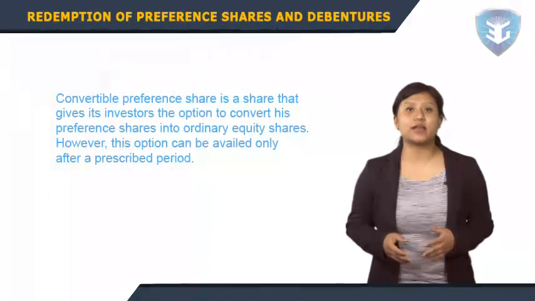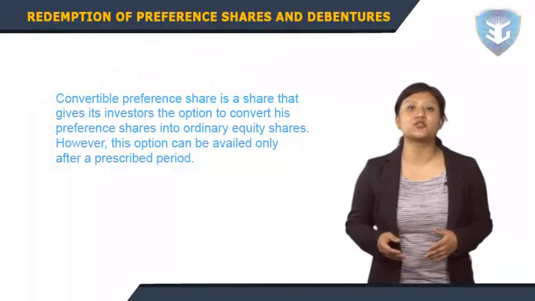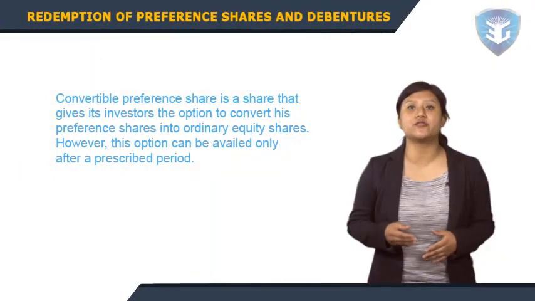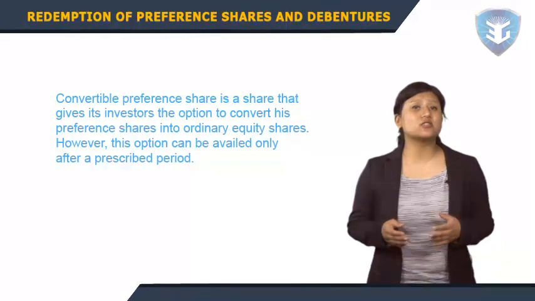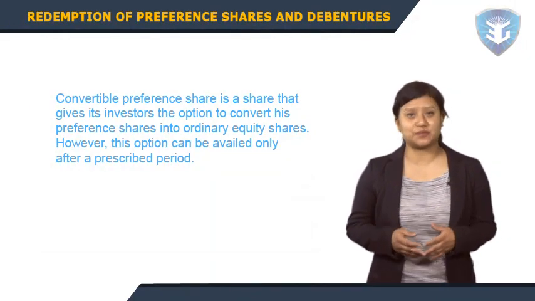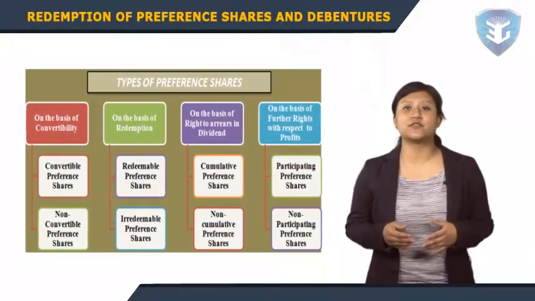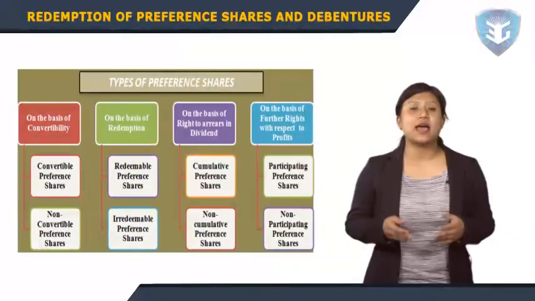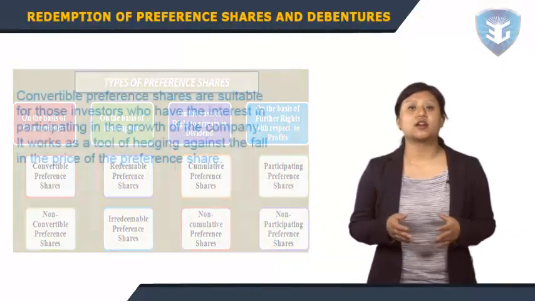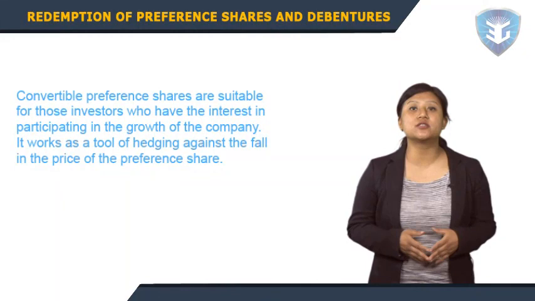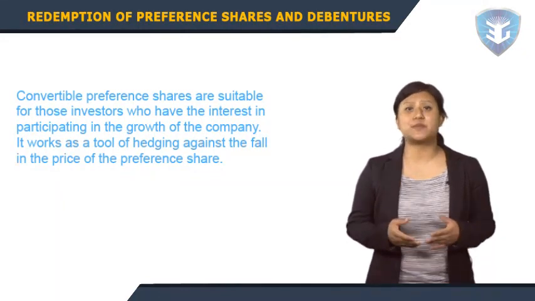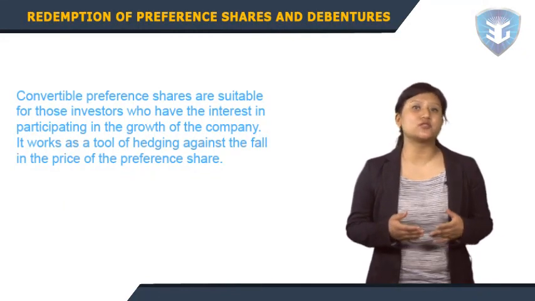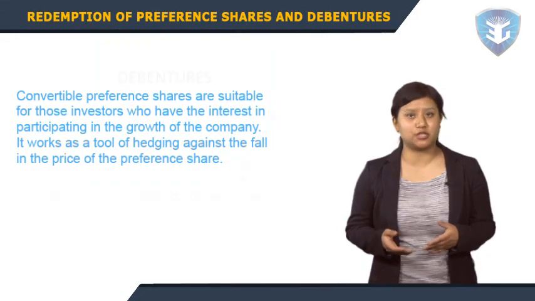A convertible preference share is a share that gives its investors the option to convert their preference shares into ordinary equity shares. However, this option can be availed only after a prescribed period. The shareholder gets his dividend at a fixed rate and invests in them as fixed income securities. Convertible preference shares are a good source of fixed income. After a specific period, investors are eligible to convert their preference shares into equity shares.